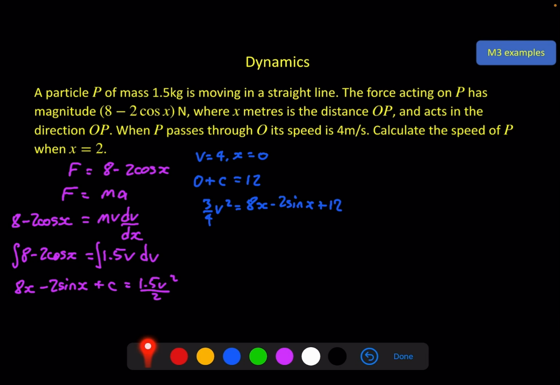And what we need to find is the speed of P when x equals 2. So putting x equals 2 into there now should give us that, remembering to use radians for your sine here. That gives the decimal answer 26.18... Timesing that by 4 over 3 and square rooting gives me an answer for v of 5.91 meters per second to 3 significant figures. Final example.